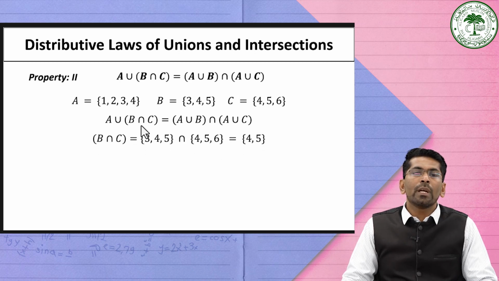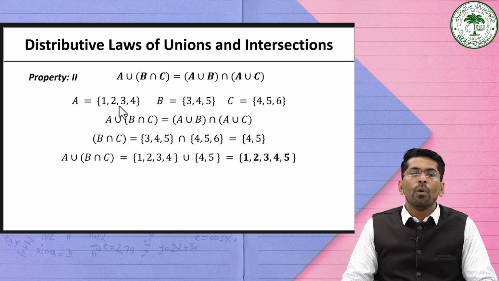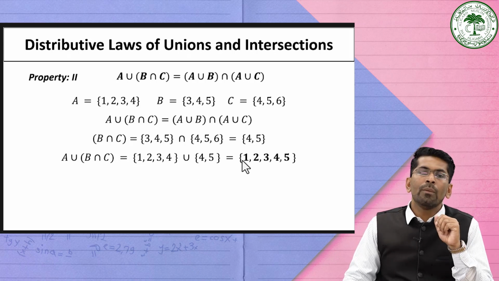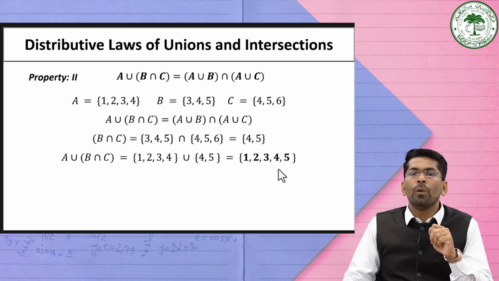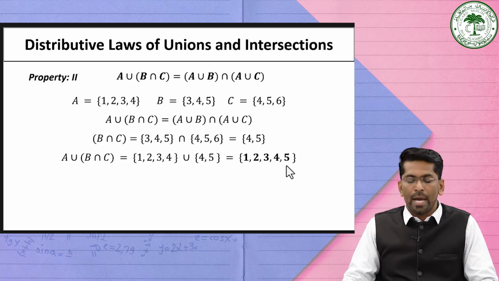See, the first one we are going to consider here is B intersection C. What is B? 3, 4, 5 intersection C 4, 5, 6. So here the common elements are 4, 5. So I am writing here only 4, 5. B intersection C is equal to 4 and 5. Now we are treating A union B intersection C. What is A? 1, 2, 3, 4 union B intersection C, which is equal to 4 and 5. So it will become 1, 2, 3, 4, 5. 4 is repeated here, so we are going to consider it only once. So A union B intersection C is equal to 1, 2, 3, 4 and 5.